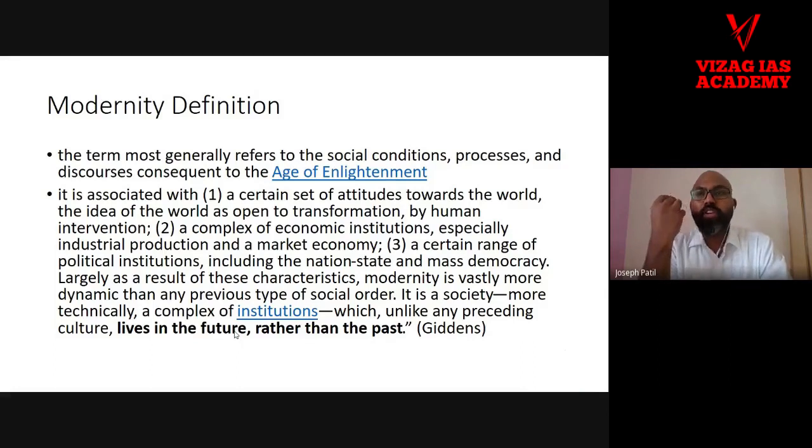Earlier, what is truth? Truth is whatever the Bible says, whatever my grandfather says. Now, what is truth? Science will tell. And truth is continuously changing. Every time science tries to get even better, even better. So modernity, I bolded the words deliberately. Modernity lives in the future rather than the past. It is a break from the past and it looks towards the future. There is a promise for a better future in modernity. Now, this is the rough definition of modernity.